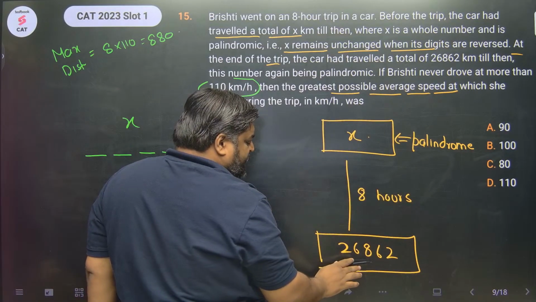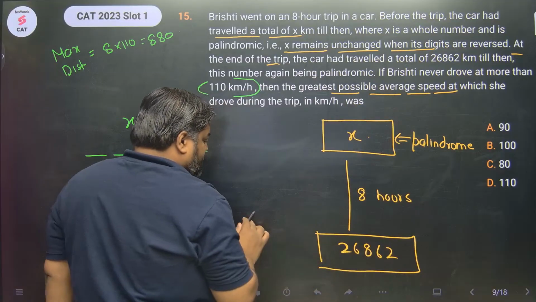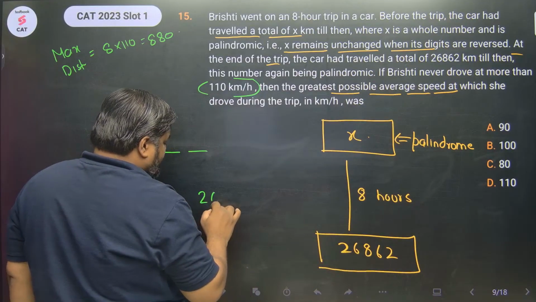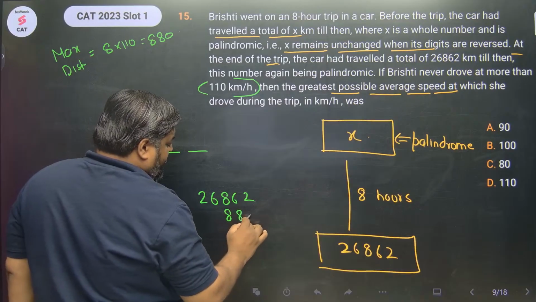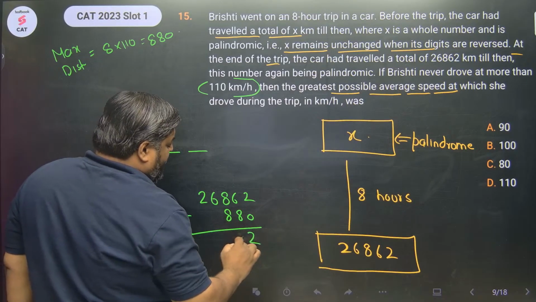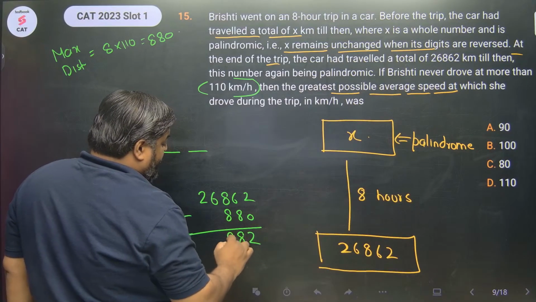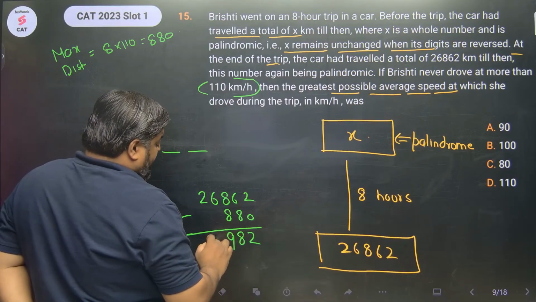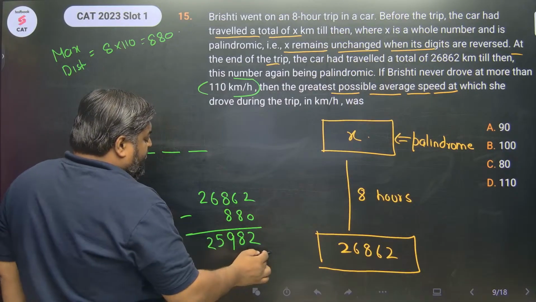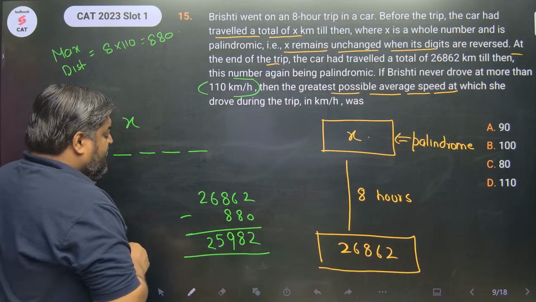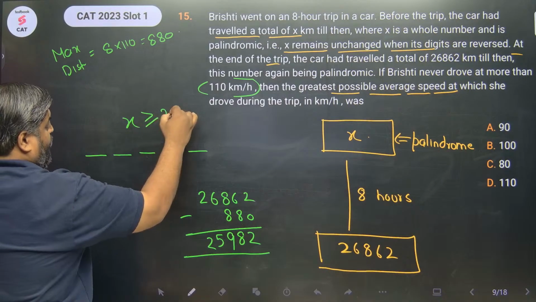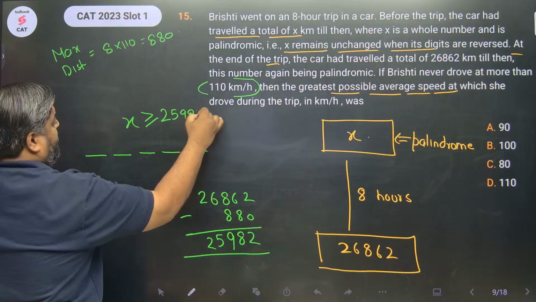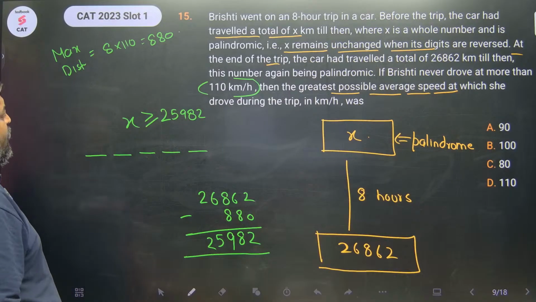Subtract 880 from 26862. 26862 minus 880, you'll get 2 over here, you'll get 8 over here, you'll get 9 over here, and you'll get 5 over here. So x has to be greater than this. X has to be greater than or equal to 25982. Okay, this is definite.